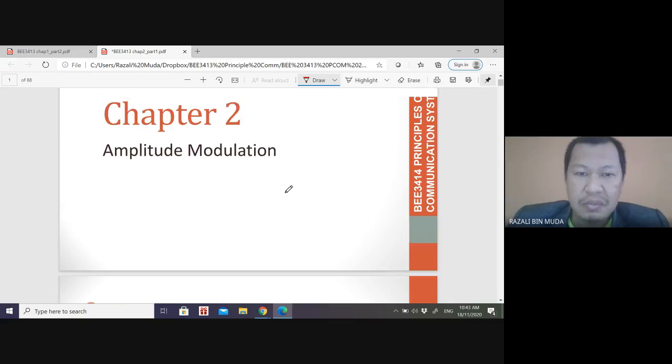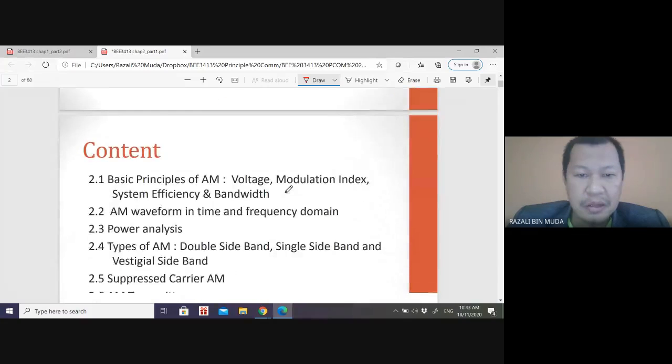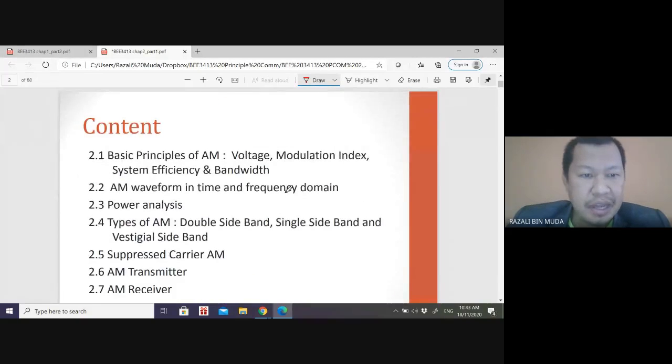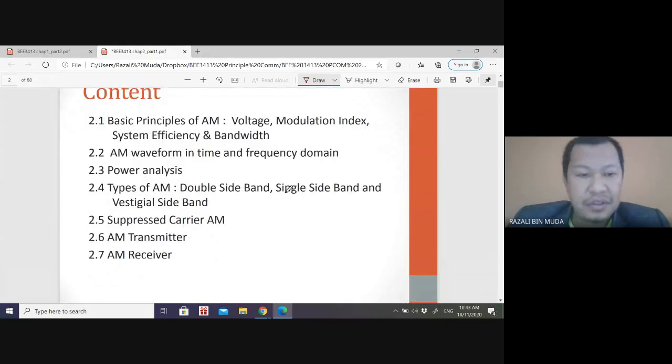Okay. So amplitude modulation, chapter 2. Content. This slide consists of 7 subtopics. Basic principle of amplitude modulation. AM waveform in time domain and frequency domain. Okay, and then power analysis. Types of AM: double sideband, single sideband, and vestigial sideband. Ada 3. There are 3 types of AM.